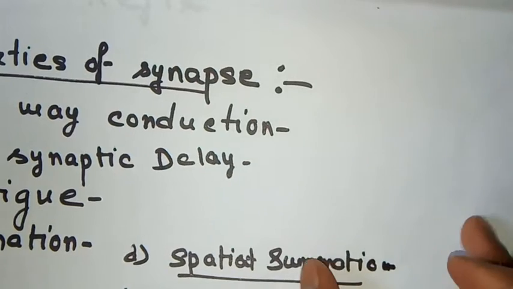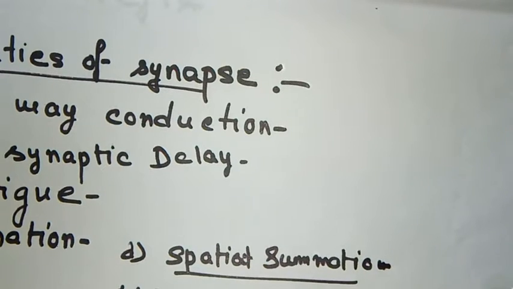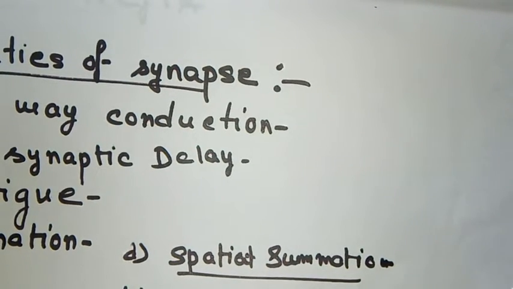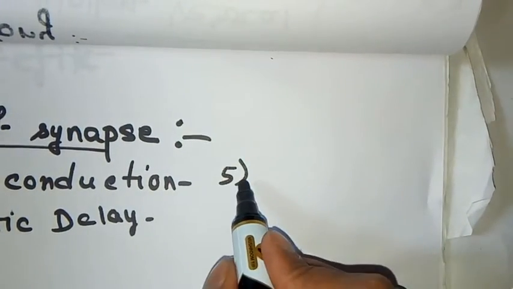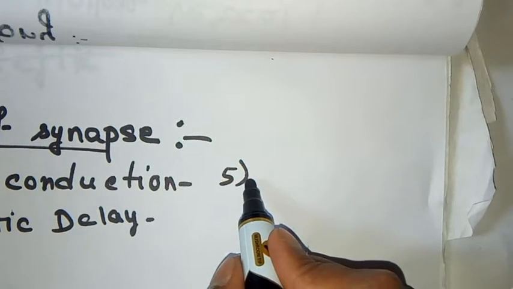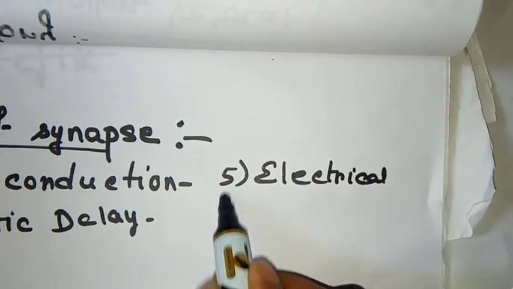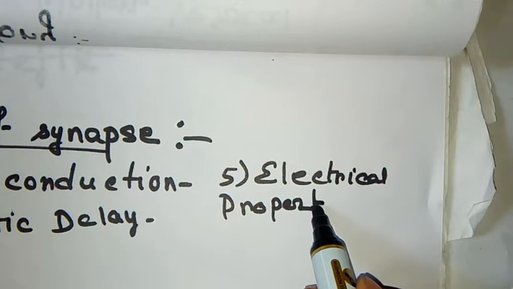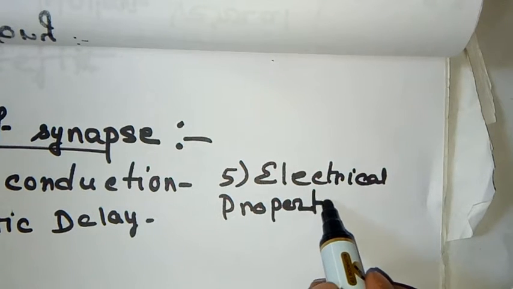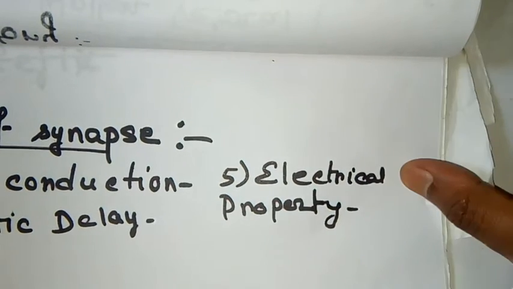And the last, number five, is electrical property. The electrical properties of synapse are excitatory and inhibitory postsynaptic potential. So these are the properties of synapse.